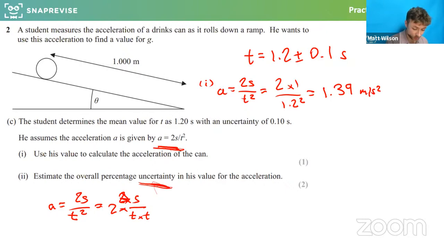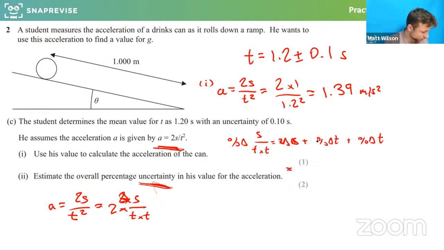We have a few uncertain quantities and we're multiplying and dividing them together. And that just means we have to add their percentage uncertainties together. So the percentage uncertainty of S over T times T is equal to the percentage uncertainty in S plus the percentage uncertainty in T plus the percentage uncertainty in T again.